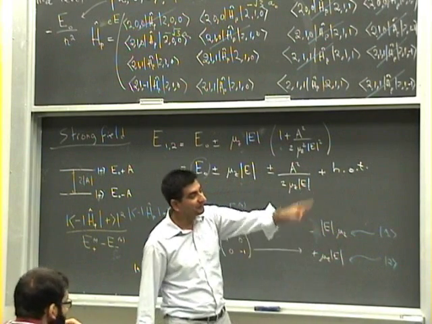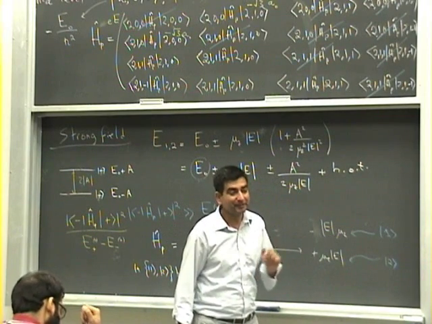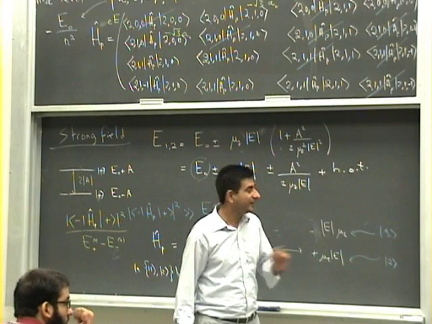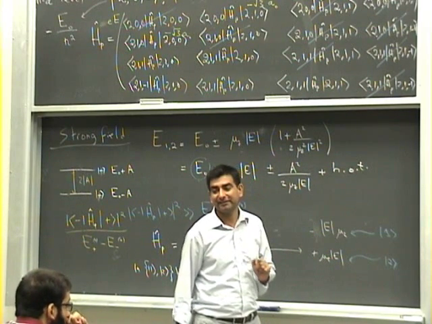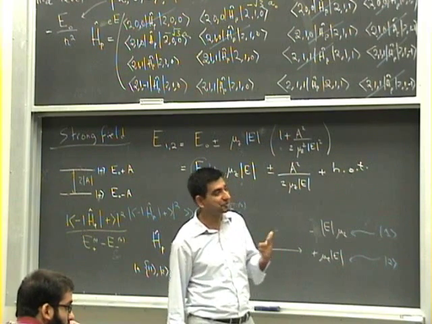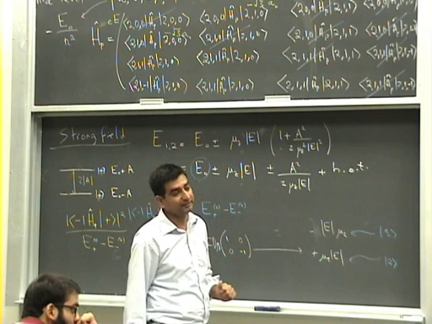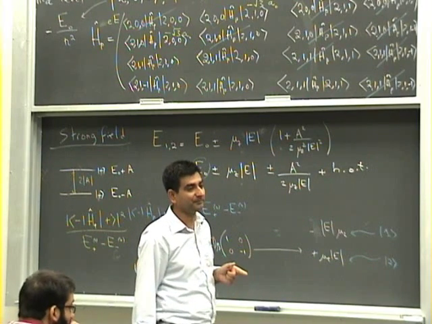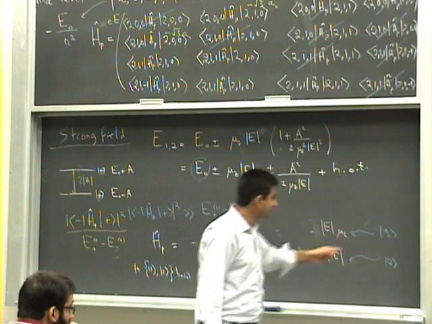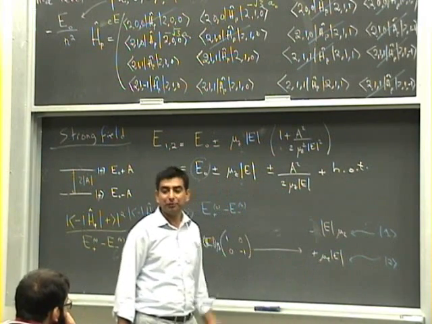The energy eigenstates when a weak field is applied are not ket 1 or ket 2. They are something different. They are neither ket plus nor ket minus. So I'll probably give this in the exam. What are the energy eigenstates for the weak field case? For the strong field case, the energy eigenstates are ket 1 and ket 2. Now this is something that you can figure out intuitively as well.